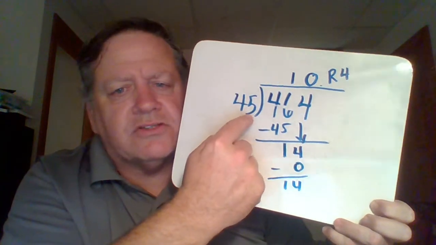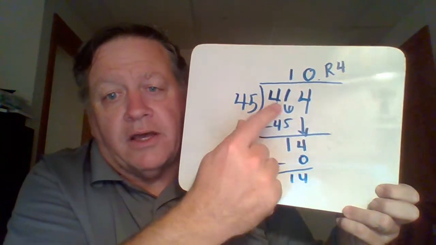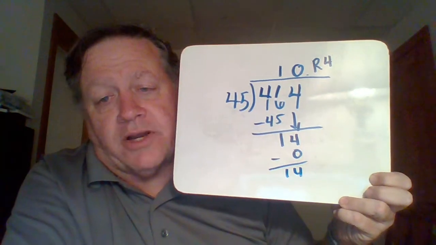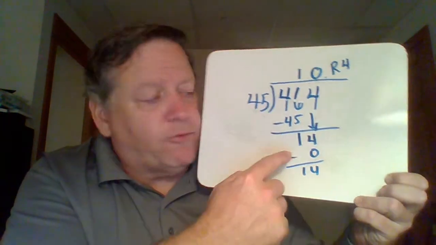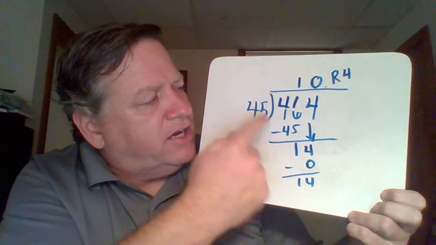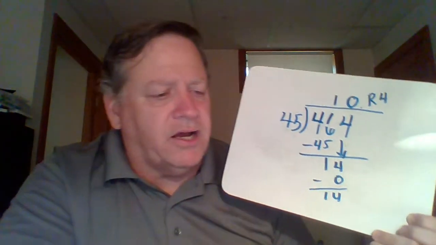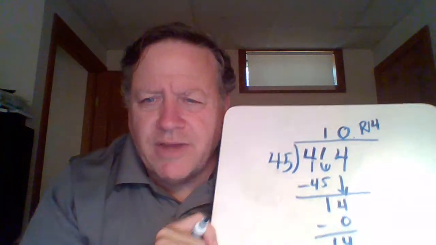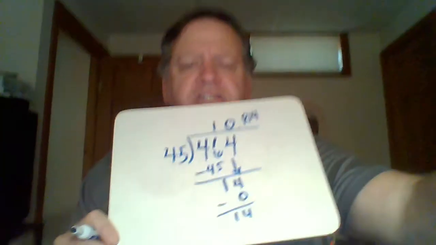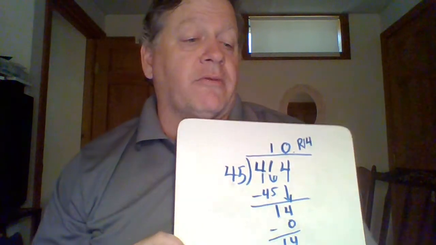So we're going to have to go through our DMSB. 45 into 46, 1. 46 minus 45 is 1, bring down your 4. And then you end up with 14, and 45 doesn't go into 14, so 0. So you end up with 10 with a remainder of 4, but it's actually a remainder of 14. I wrote that incorrectly. There we go. So we have 10 with a remainder of 14, okay? So if this were a computation, we'd be done: 10 with a remainder of 14.